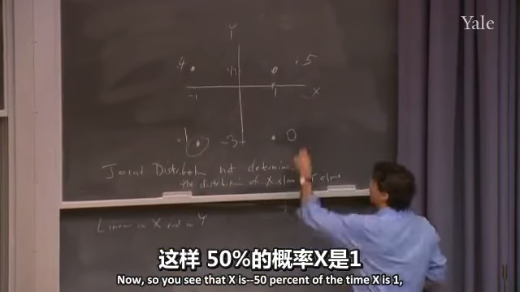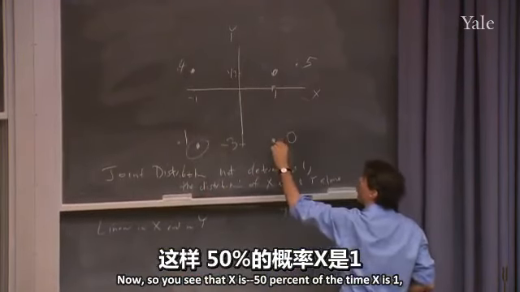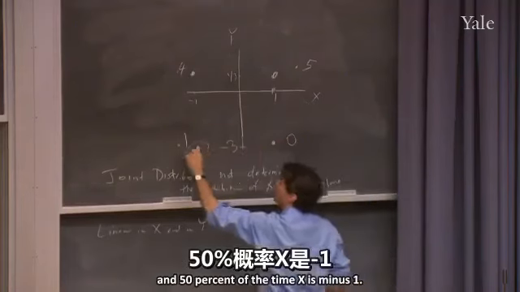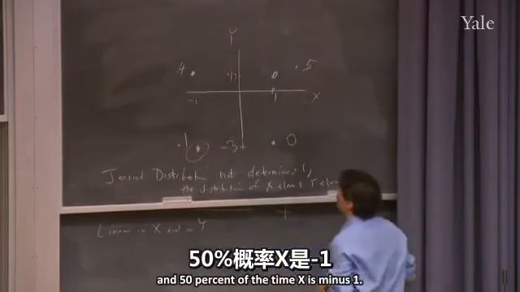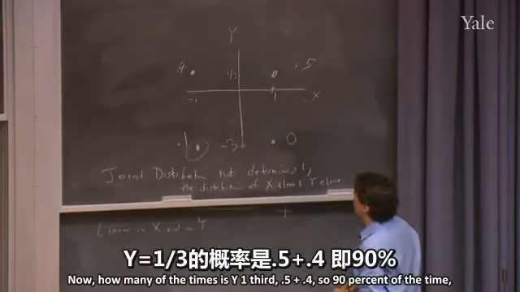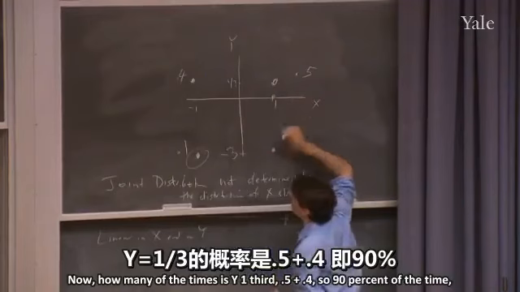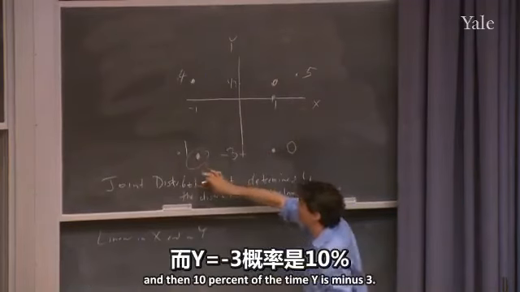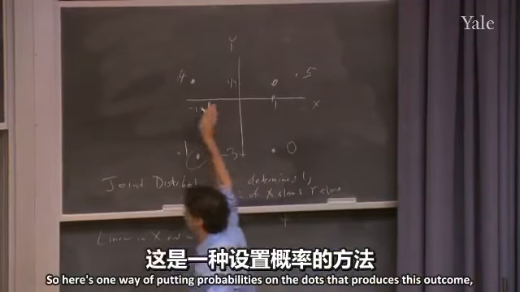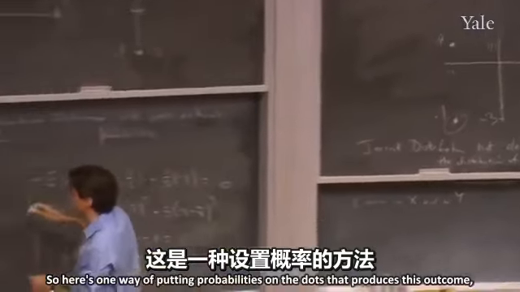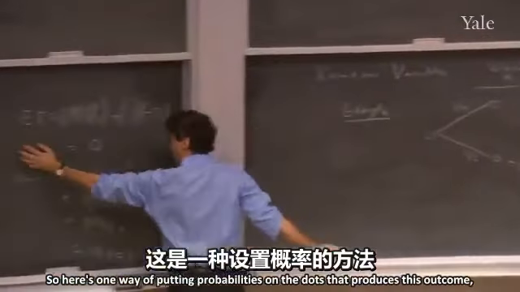Now, so you see that x is 50% of the time 1, and 50% of the time x is minus 1. Okay, now how many of the times is y a third? 0.5 plus 0.4, so 90% of the time. And then 10% of the time, y is minus 3. So here's one way of putting probabilities on the dots that produces this outcome.